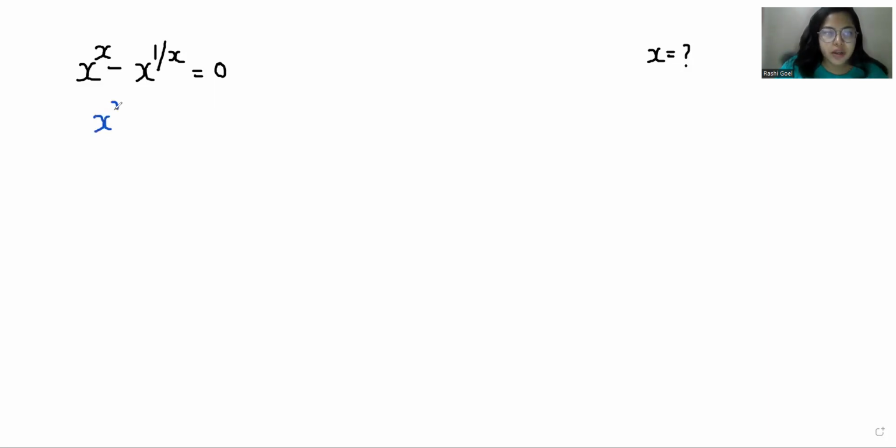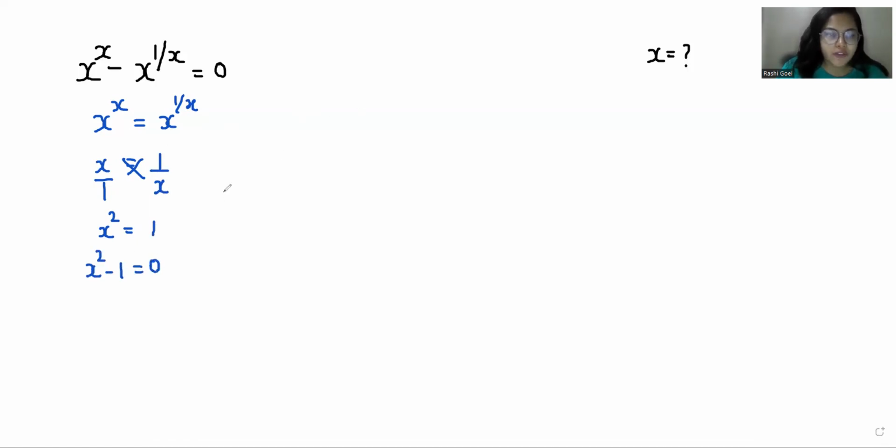So x power x is equals to x power 1 by x. Now, if we know that if the bases are equal, their powers are also equal, so we can write this as x equal 1 by x. Now if we do cross multiplication, x square is equals to 1. So x square minus 1 is equals to 0.